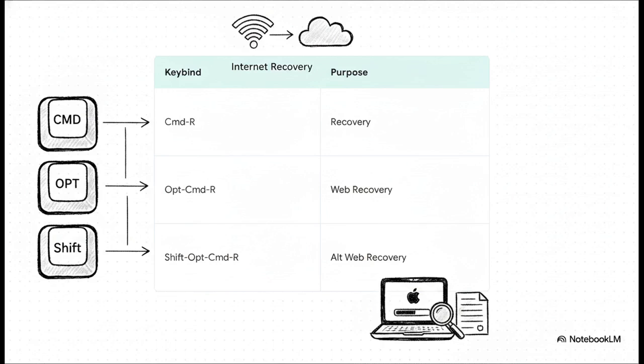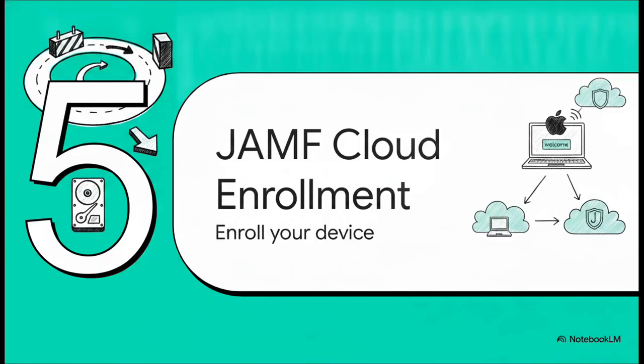And heads up, those different combinations actually dictate the specific version of macOS you'll be offered for reinstallation, so definitely keep this cheat sheet handy. All right, you navigated the roadblocks, the drive is formatted, and macOS is reinstalled. The machine is sitting pretty at the welcome screen. That brings us to Step 5, Jamf Cloud Enrollment Steps, where we finally lock this device into our management system.